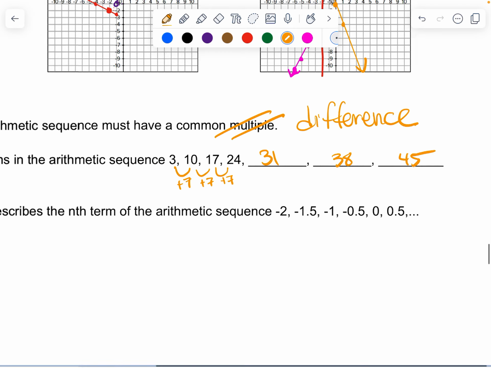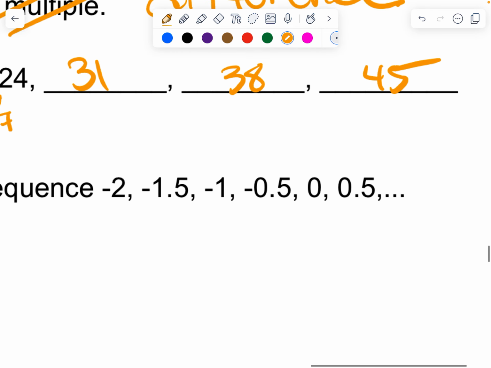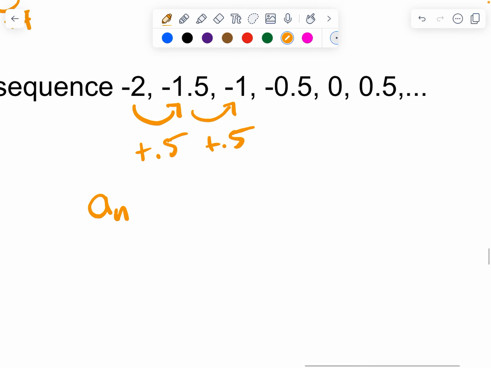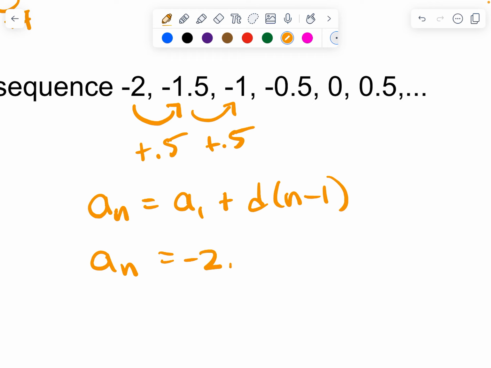Okay, so this one, what is the common difference? This goes up by 0.5. So a sub n equals a sub 1 plus d times n minus 1. So a sub n equals -2 plus 0.5 times n minus 1.